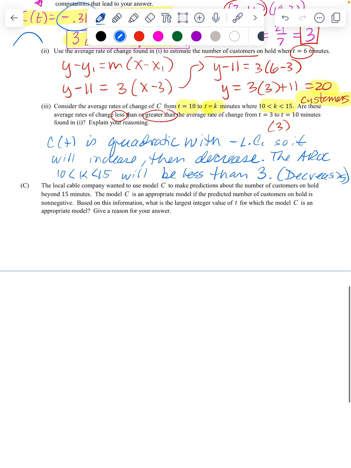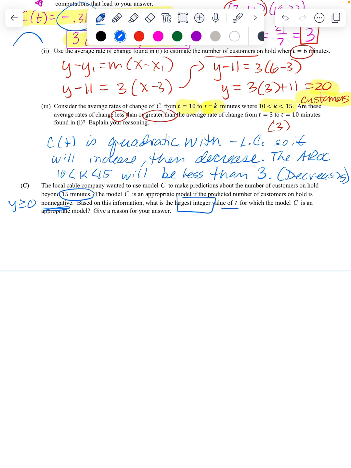Okay, and then the very last thing in the FRQs, the local cable company wanted to use the model to make predictions about the number of customers on hold beyond 15 minutes. The Model C is an approximate model of a predicted number of customers is non-negative, meaning that it cannot be less than 0, but it can be 0. Based on this information, what is the largest integer value of t for which the model is an appropriate model?